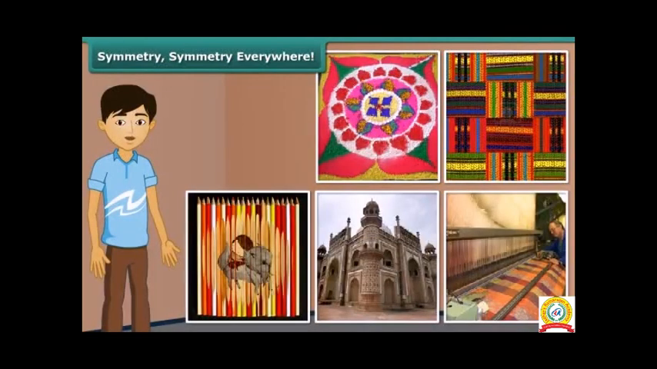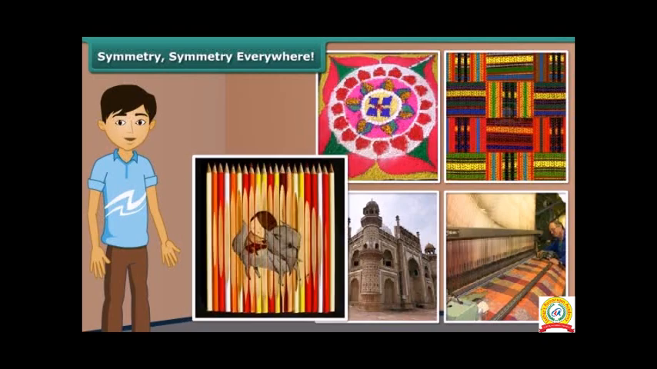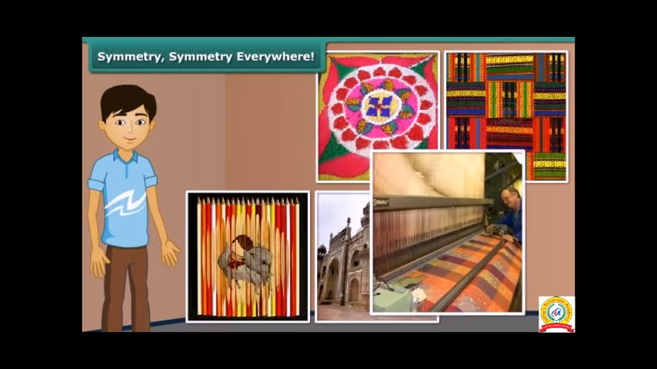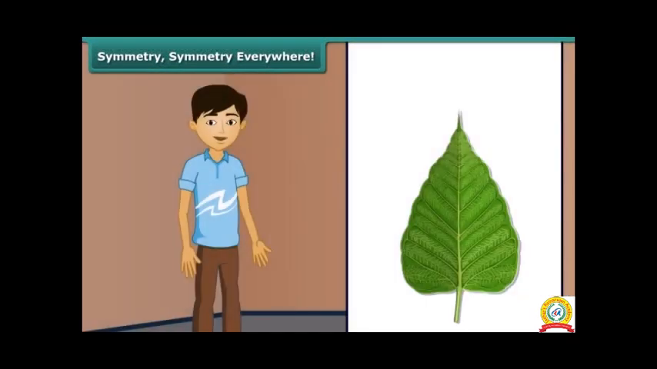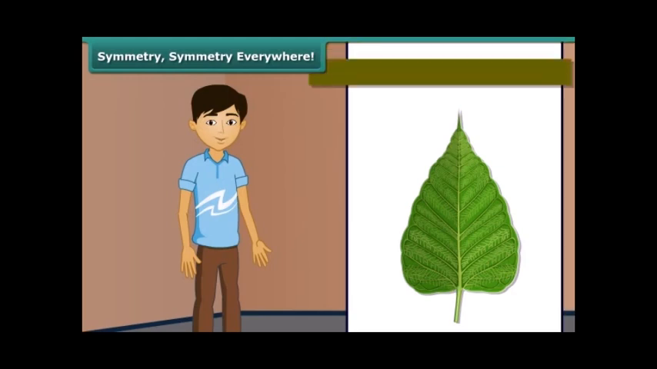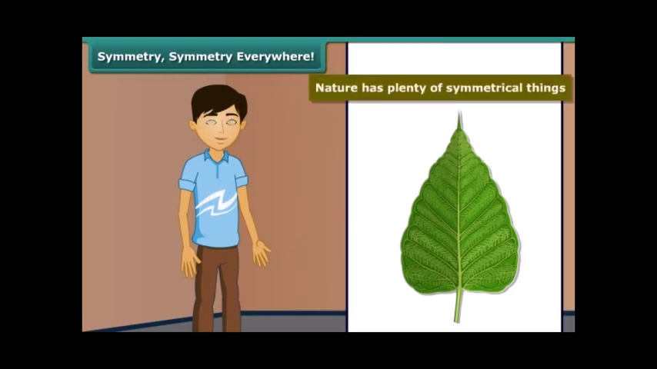Children, you will wonder that symmetry is part of our everyday life as it is applicable in art, architecture, textile technology, patterns in clothing, rangoli, etc. Many road signs you see are symmetric. Look at this leaf. It is symmetrical. Thus, even the nature has plenty of symmetrical things.